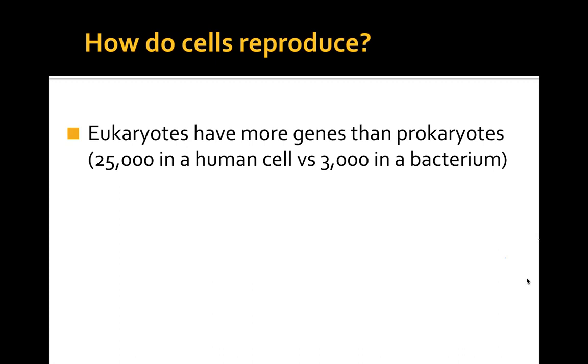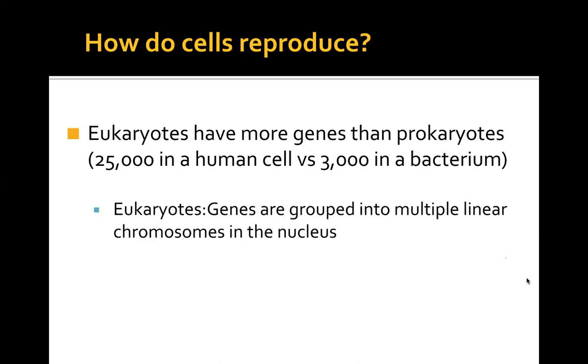So one of the first big differences between eukaryotic and prokaryotic cells is that because eukaryotic cells are more complex, they just have more DNA than prokaryotes do. They have way more genes. So the example I gave you on the slide here is that human cells have about 25,000 genes in a single human cell, whereas a bacteria only has about 3,000. They have less DNA, it's simpler, they have fewer genes.